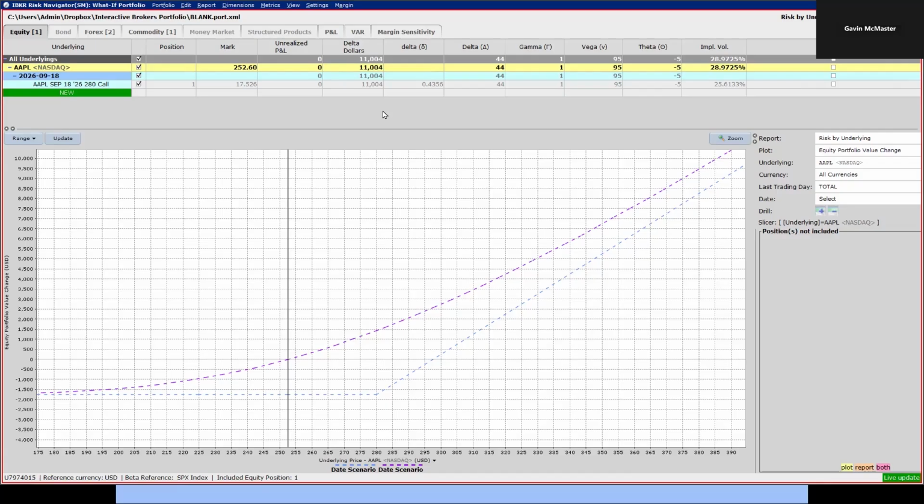And this figure will change as Apple moves up and down. This delta dollars number will change as well. So we're getting changes in the delta and also changes in the stock price, both of which are going to affect the delta dollars number.